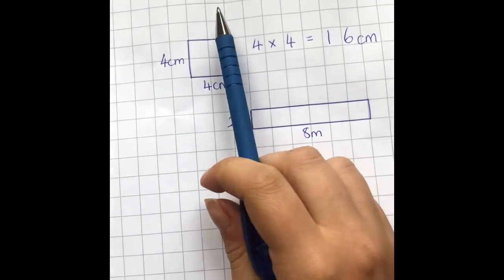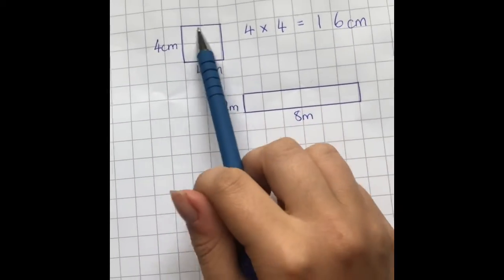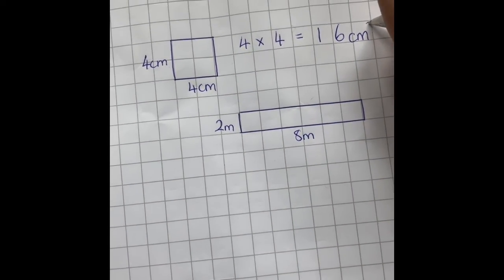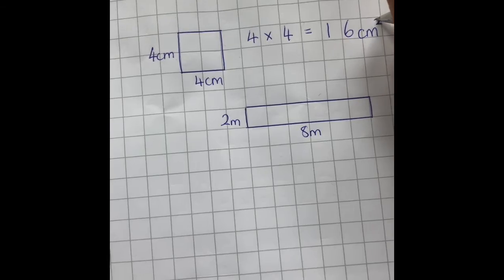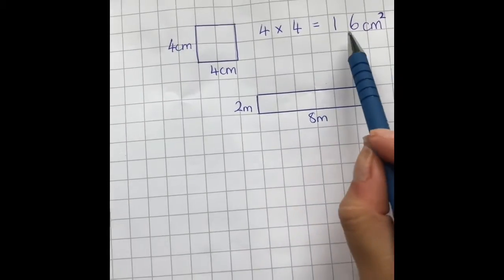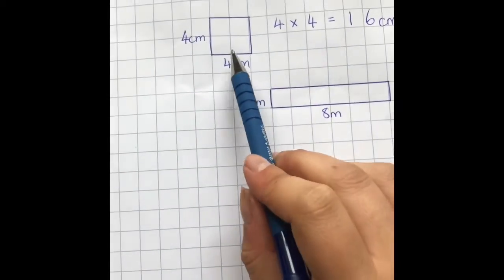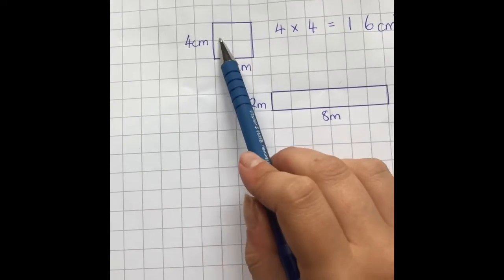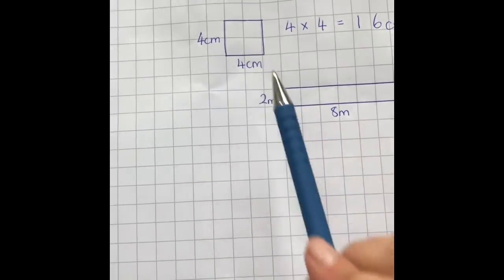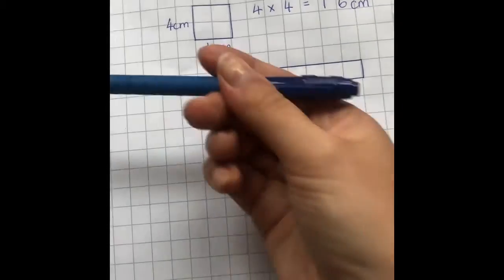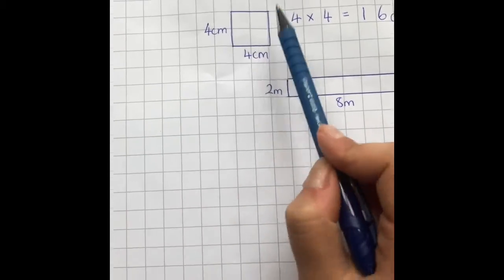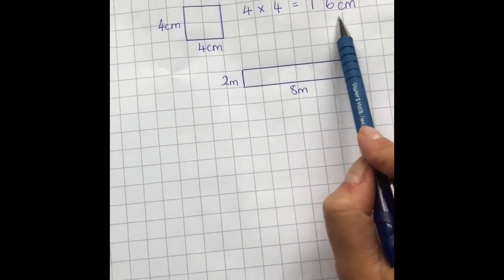But then when we are describing area, it's the amount inside, and to show that, we do a little 2 to show that it is 16 centimetres squared. It is 16 centimetres inside this shape, not just a normal length or distance around, it's the amount inside the shape, so it's 16 centimetres squared.